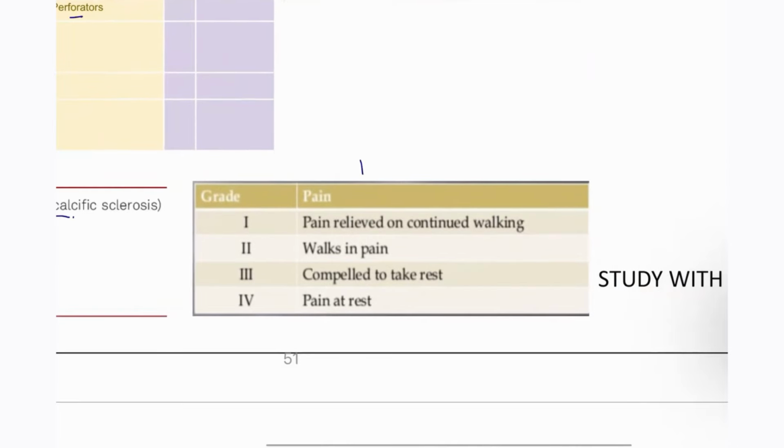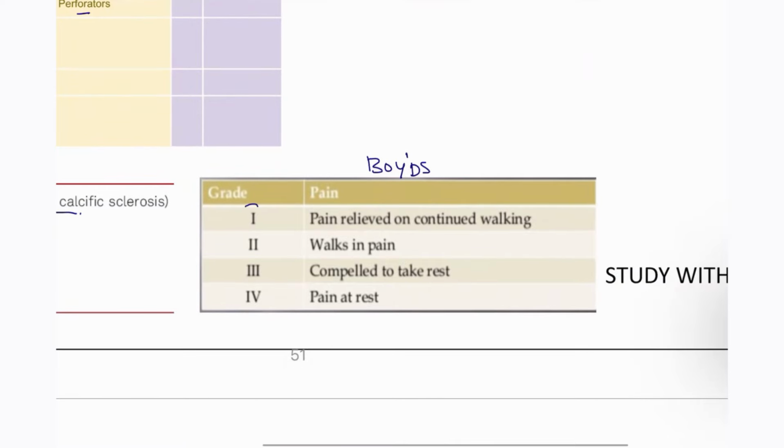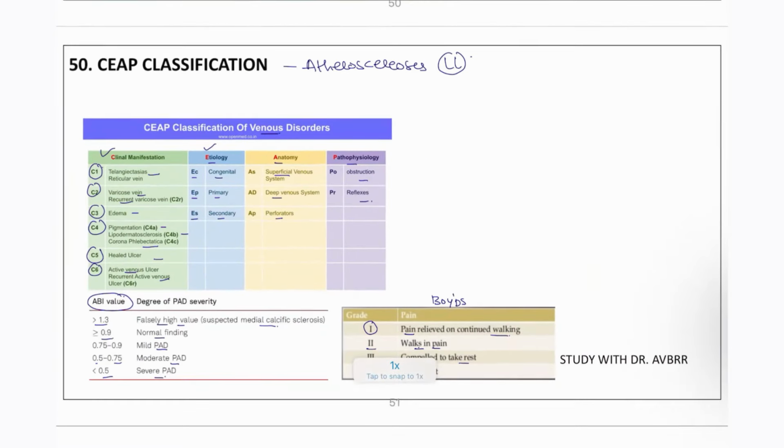Next, this is the Boyd's grading. This condition is the Boyd's grading. Type 1, the patient will be having pain with continued walking. Type 2 is walks in pain. Grade 3 is compelled to take rest, and grade 4, the patient is having pain at rest. This classification is also very important.